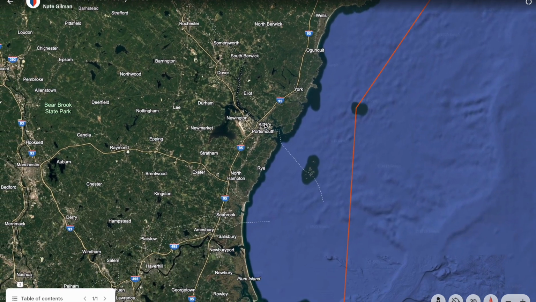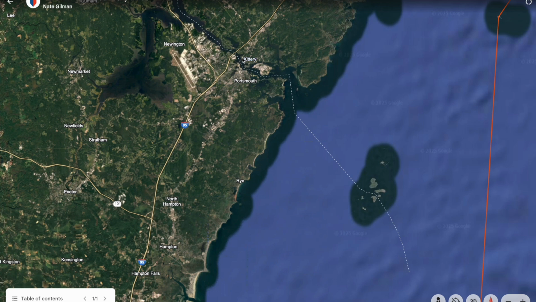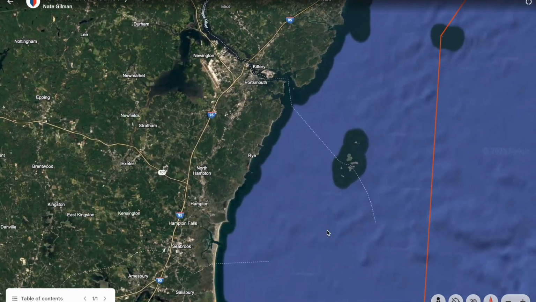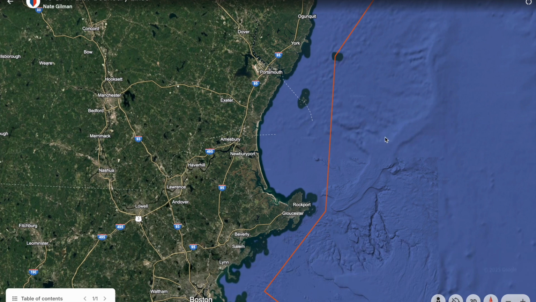So as we make our way down to Kittery, Maine and Portsmouth, New Hampshire, you can see that what most people think of as near coastal, when they leave that harbor coming out of Kittery and Portsmouth, you're actually still all on inland waters. And it's not until you make it quite a ways out there, getting over here, that you're in near coastal waters.